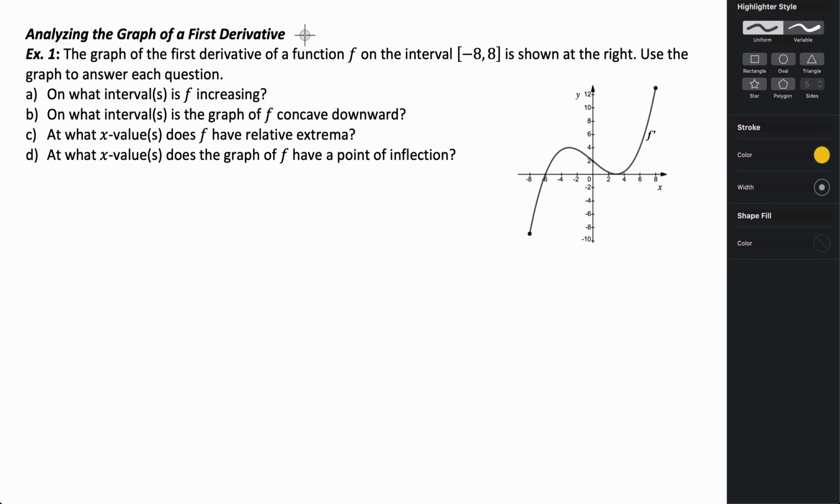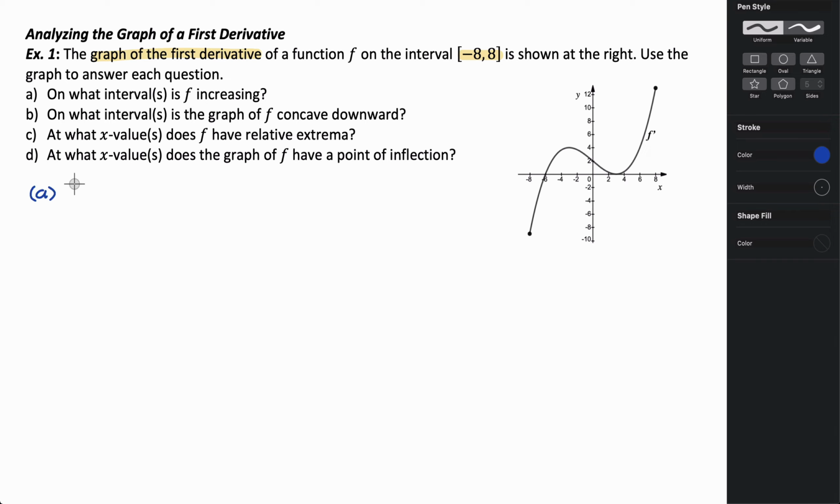So you can see in this problem, we're given the graph of the first derivative. It's defined on the interval from -8 to 8. And we're going to use this graph here to answer these questions. All right, so part A is asking on what intervals is f increasing?